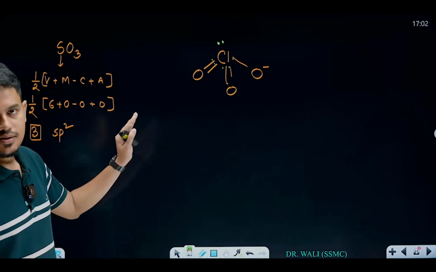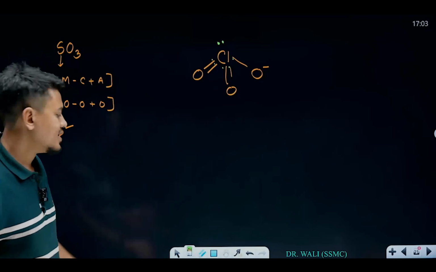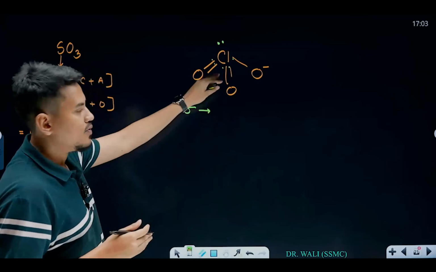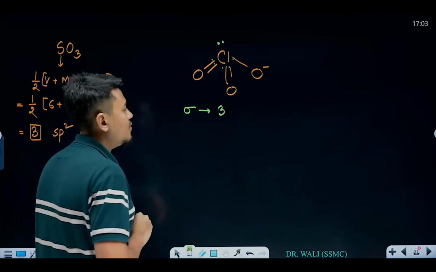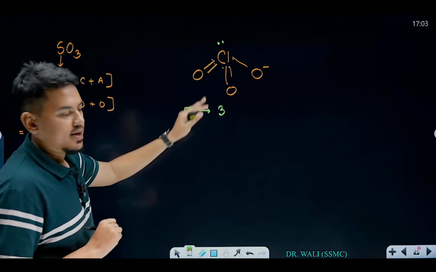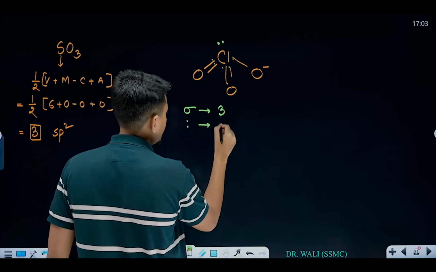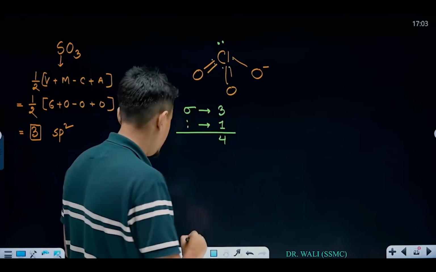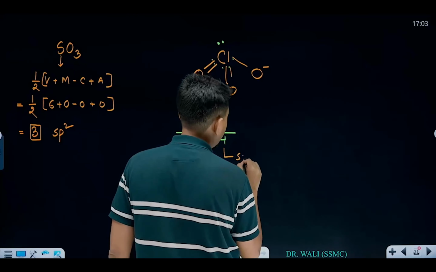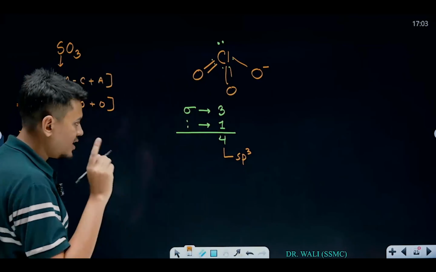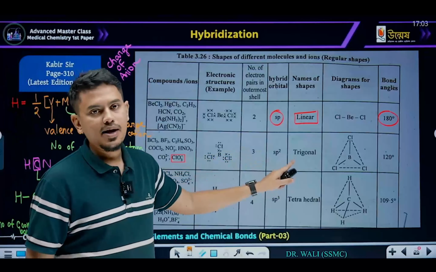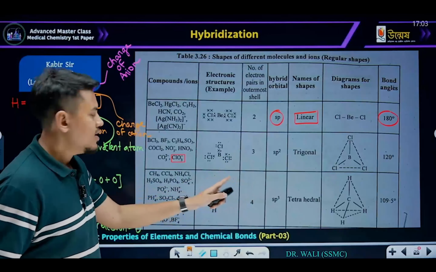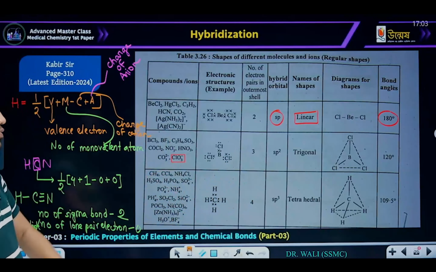So if we calculate the hybridization using the structural technique, as chlorine is the central atom, the number of sigma bond will be 3. Now, the number of lone pair electron will be 1. So altogether, the value will be 4. For 4, hybridization should be sp3, right? But in your book, it is by mistake placed in the sp2 section, which is wrong. The answer will be sp3, not sp2. This is a mistake that is placed in your book.